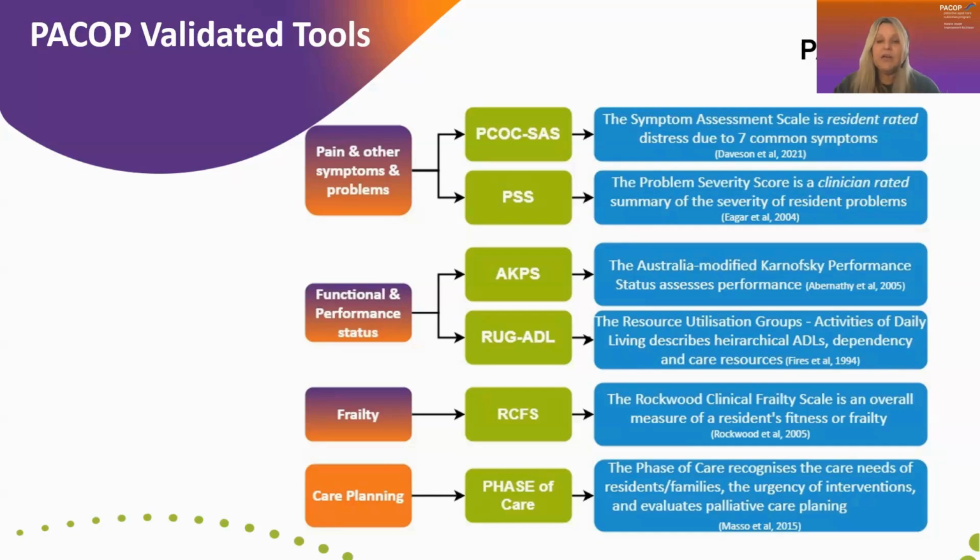The next 2 tools we've got here are the AKPS or the Karnofsky and the RUG ADL. Both of these tools measure performance and function. A decrease in performance and function is a clinical indicator. These are the tools that are going to pick up on that. And then we have also included in the suite of tools that PACOP uses the Rockwood Clinical Frailty Scale, which is entirely appropriate in this cohort of people because for most people, frailty does increase with age. Not with all people, but for most people. And an increase in frailty is an excellent prognostication tool of decline and deterioration.